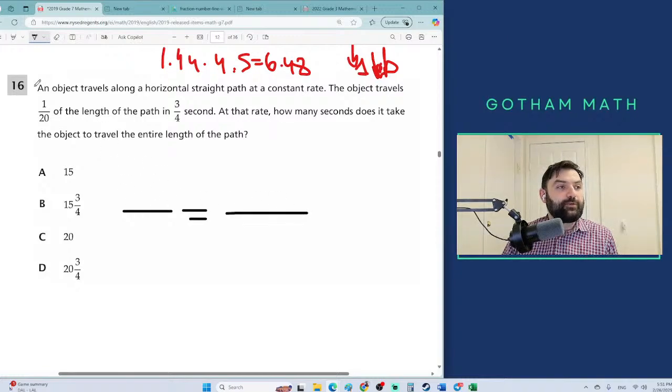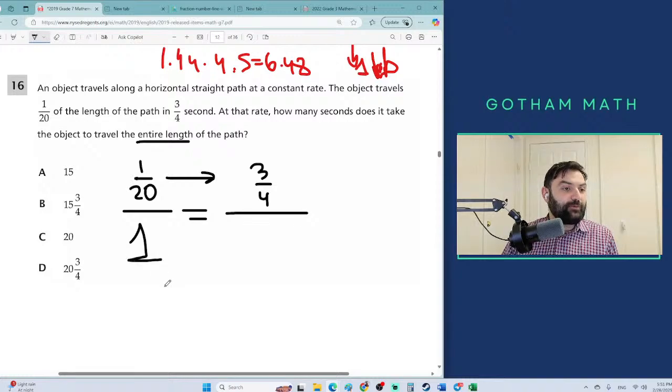First, we put in what we have right now. It travels 1/20th. So here in this fraction, we're going to put how long it travels. It's 1/20th in, and then here we're going to put time in 3/4 of a second. And then how long does it take to go full? What is full? Entire. Full means 1. If this is 1/20th, this is going to be 1, or 20/20th if you want. And x, because we want to know how long it's going to take to do one whole.